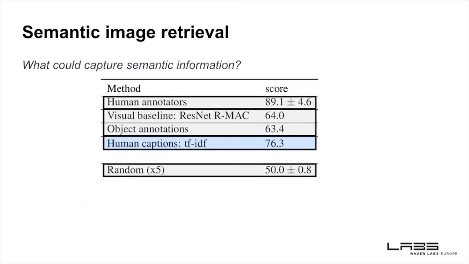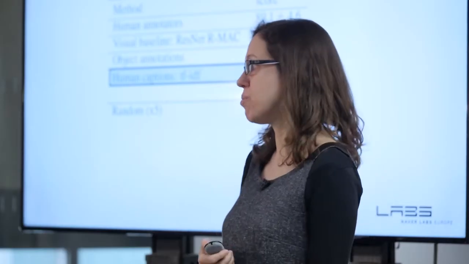What is better, though, is the human captions. If you look at the text, if you assume you have captions for your image, and you use that, you can predict better if two images are going to be semantically related or not. You get this 76%. So out of all the things we tried, what captures the semantic information the best is the text. That's the caption round.